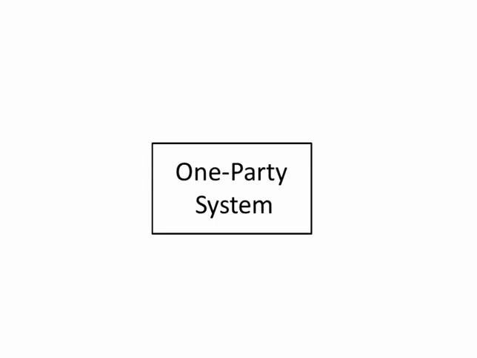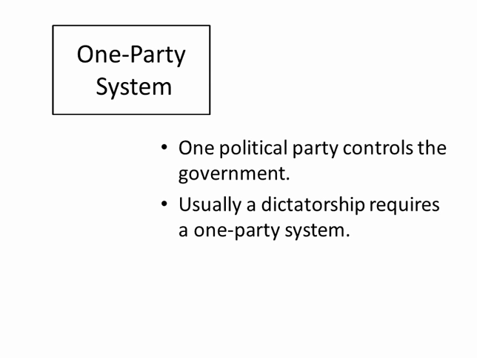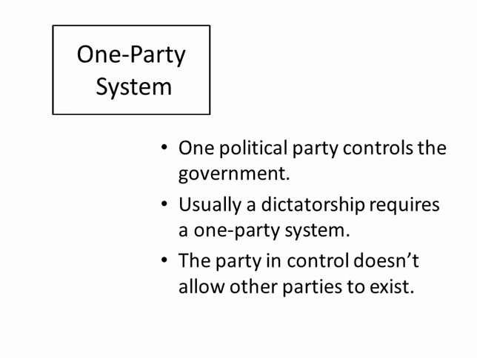Let's first look at a one-party system. In a one-party system, there are a few characteristics that stick out. One political party controls the government. Usually, a dictatorship requires a one-party system, because if you recall from Chapter 1, dictators control things like the news or schools or political parties to keep their power. And the party in control does not allow other parties to exist. That's why you only have one party.